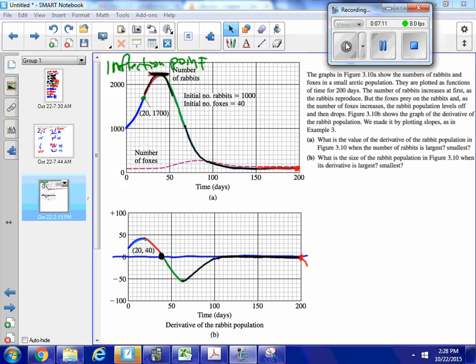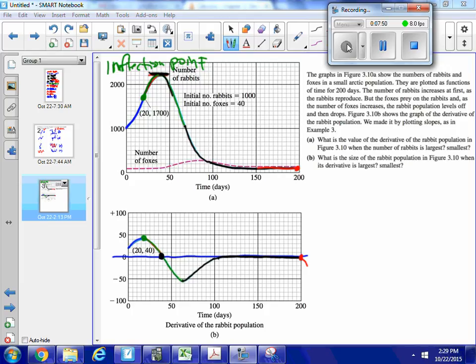To answer question B, where the derivative is the largest, that corresponds to the point right here where the inflection point is. In other words, that is the point where the rabbit population is growing the fastest. The number of rabbits is still growing after that point, but the rate at which they are growing is declining. This is a difficult concept. You've got to think about it a little bit.